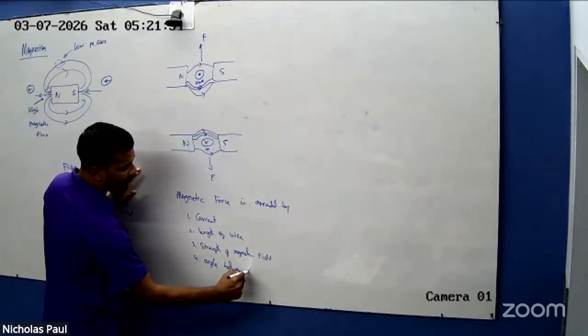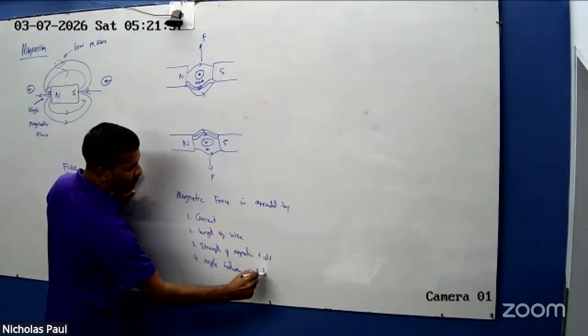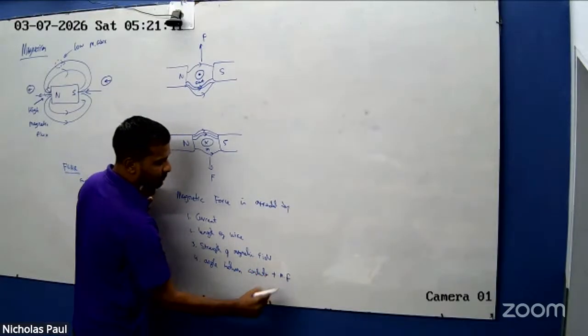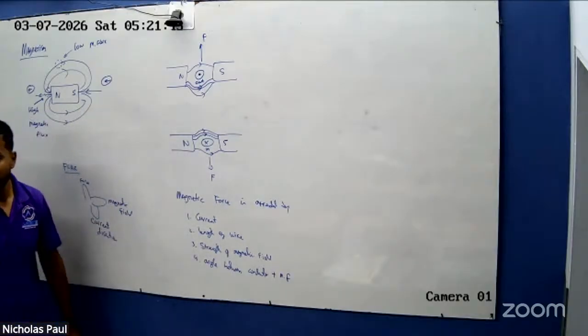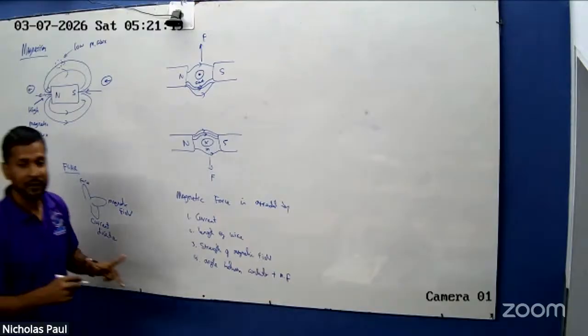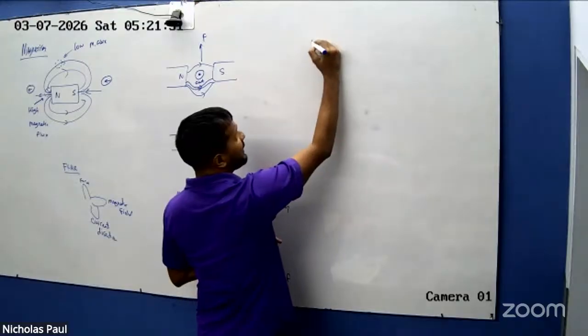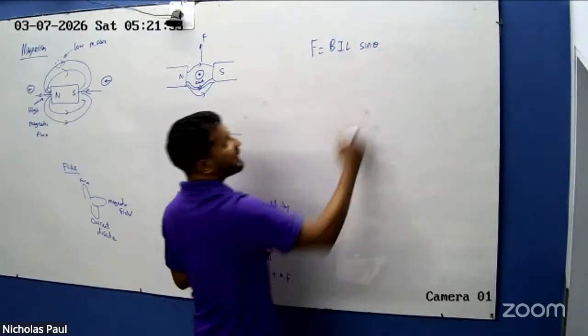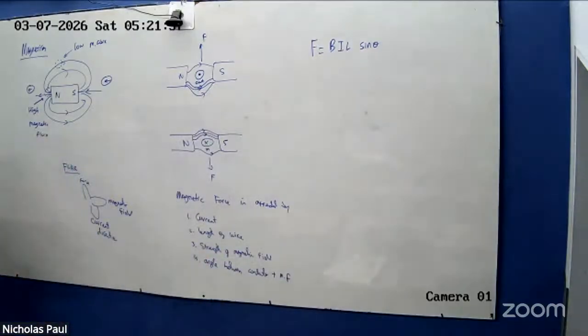Between the conductor and the magnetic field, the angle is important. It is at maximum at 90 degrees. So the formula is F is equal to BIL sine theta. That's the formula to find the force. Remember seeing that? Very good.